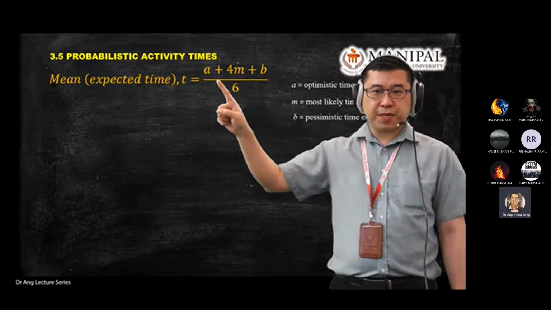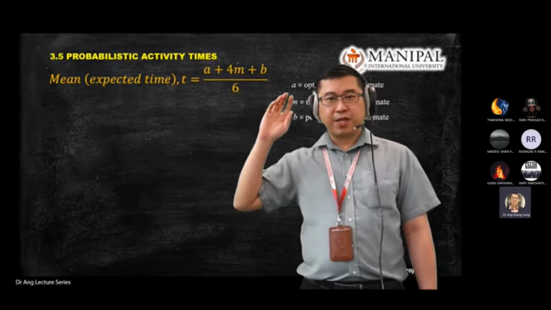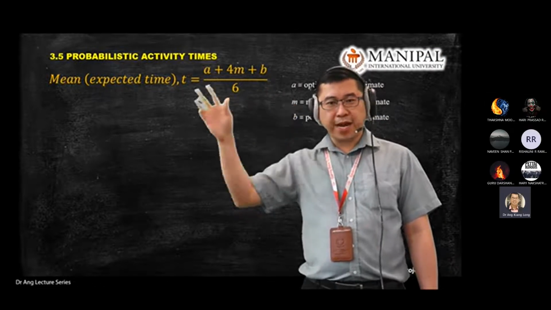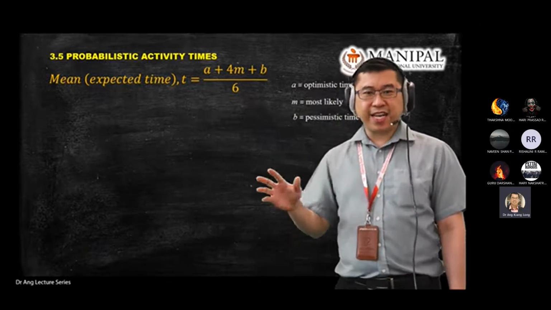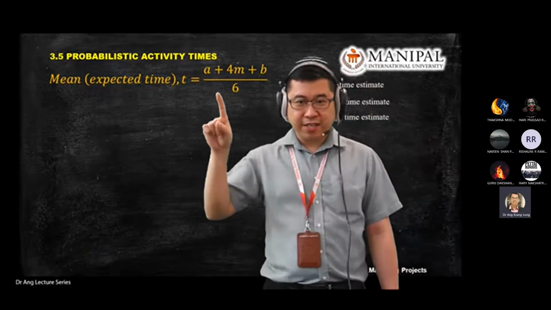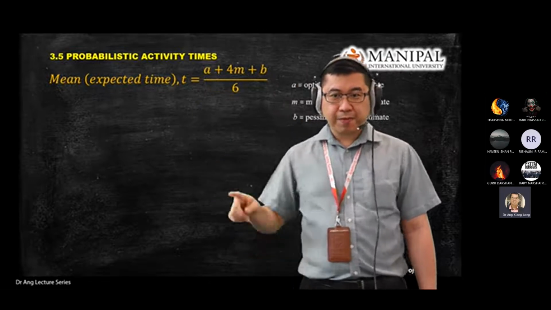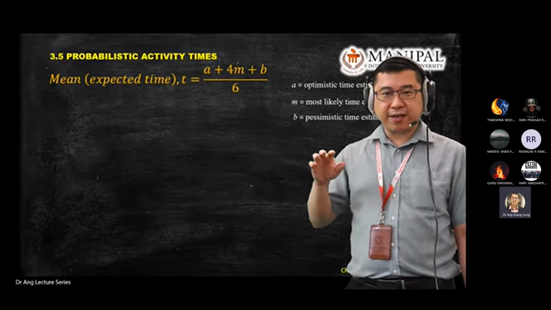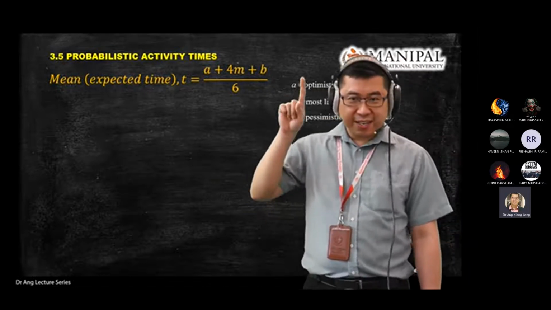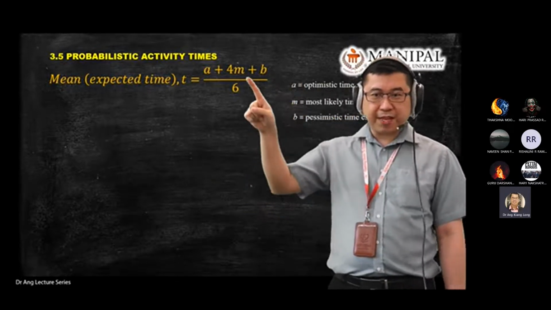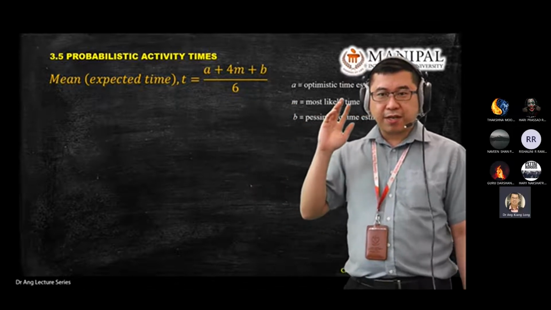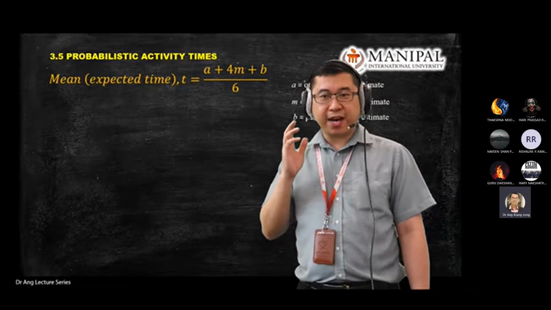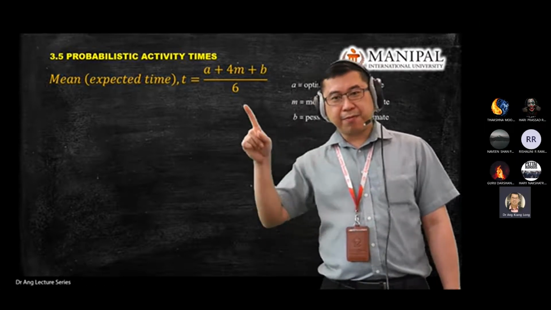A is optimistic, which means everything happens according to plan. No delay will happen. All good. Then there's an A there. B is the worst case scenario. Wow, everything bad happens, bad luck. You use the B time here. Then 4M means 4 times the highly possible time. You put it here.